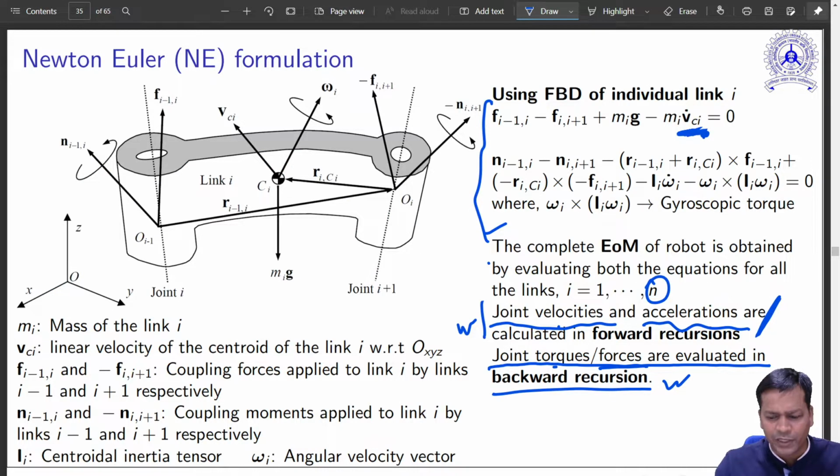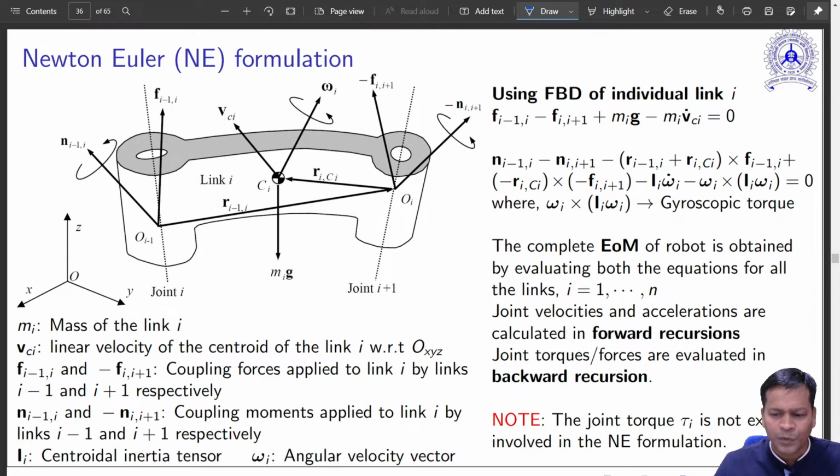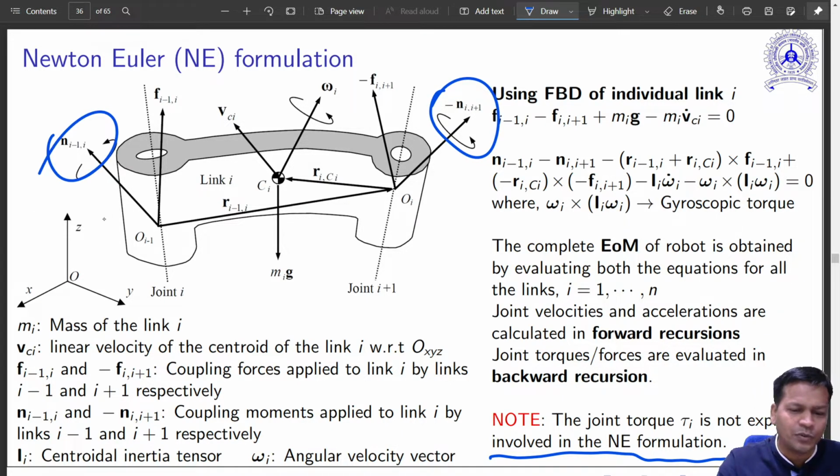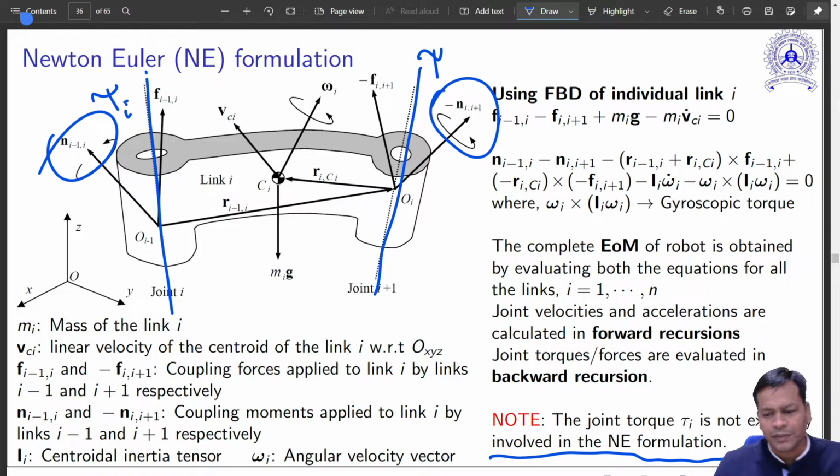We'll do it and we'll see how it is working. Note that joint torque is not explicitly involved in the Newton-Euler formulation. In case of Newton-Euler, torque is not present, it is the moments which are there. You have to resolve that component along the axis of motion and get the torques. So this is just a philosophy of what is done in case of Newton-Euler formulation.